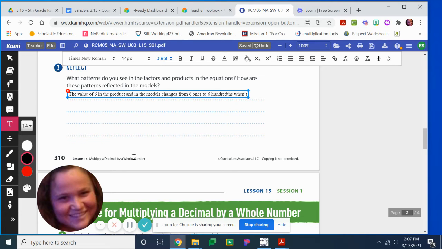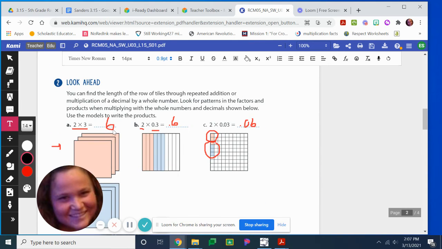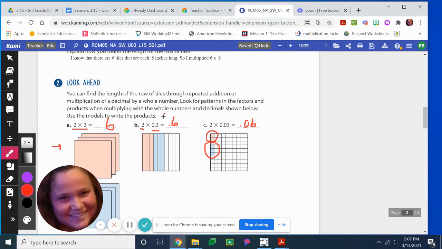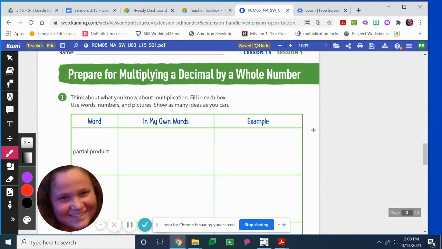But that's when the factor multiplied by 2 changes from 3 ones to 3/10. So it's just saying that as your decimal got smaller, this went into tenths, your answer went into tenths as well. This went into 100ths, so your answer went into 100ths as well. And it just wants you to see that pattern.